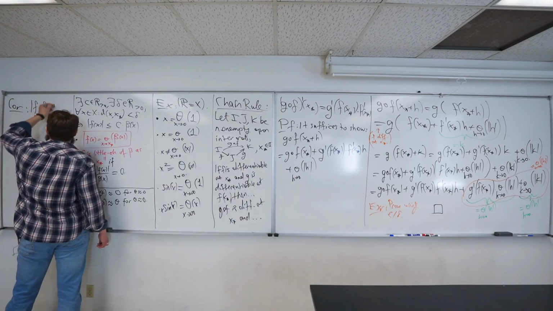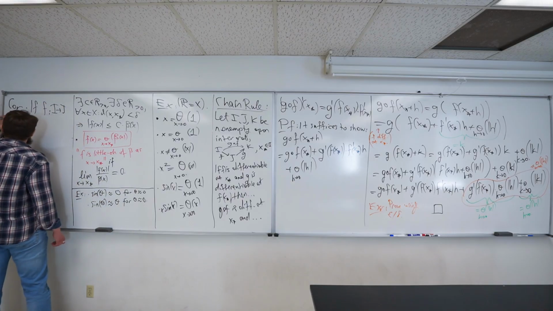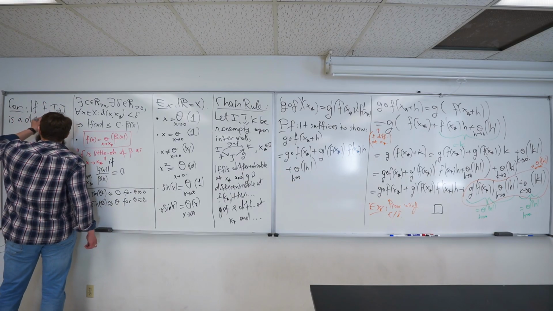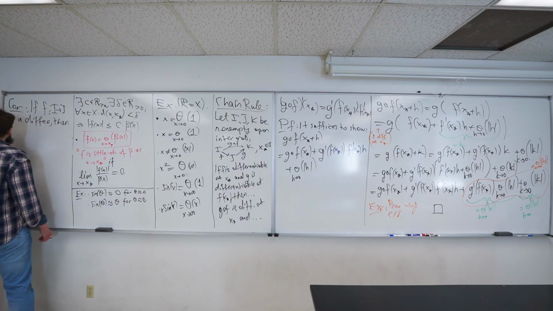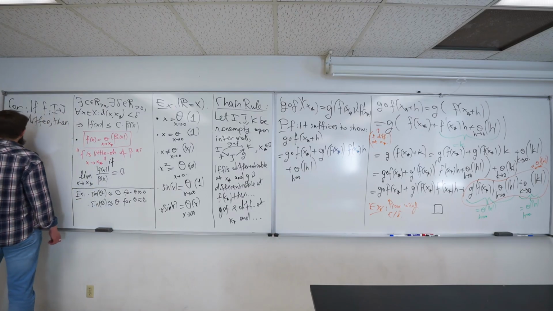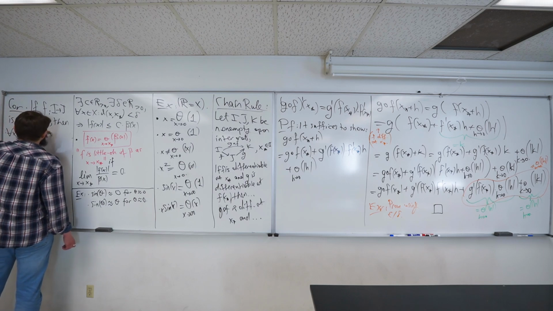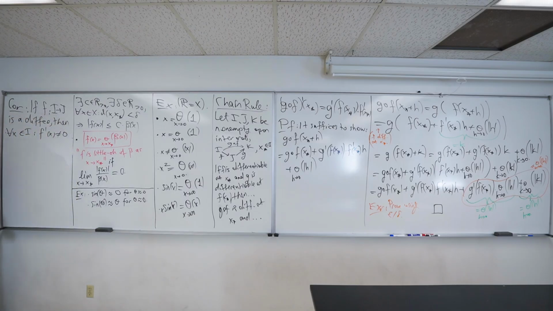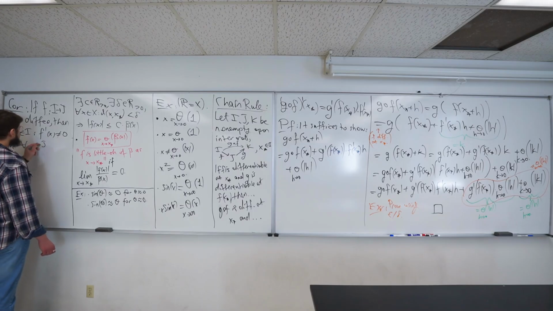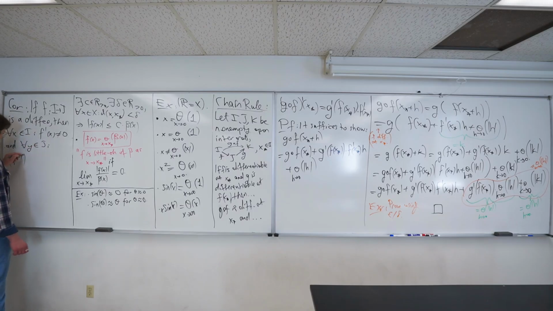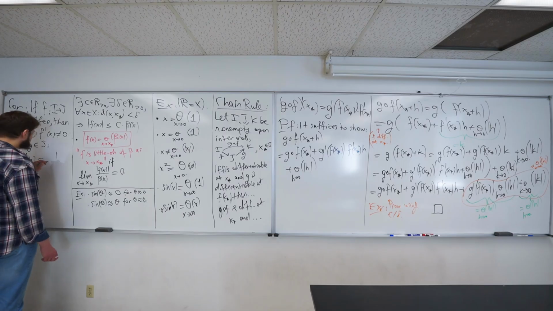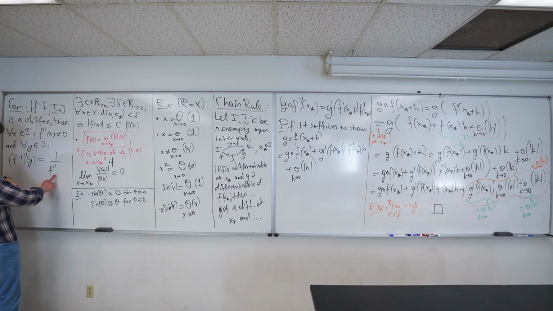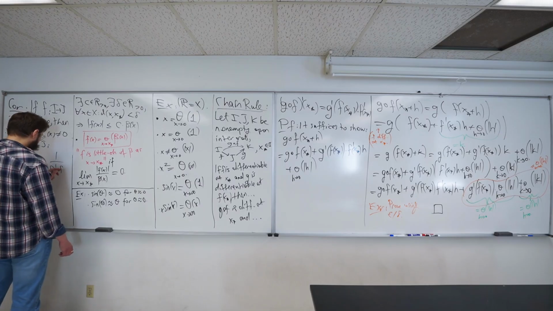If f from I to J is a diffeo, then, first of all, for any x in I, f prime of x cannot be 0. And for any y in J, the derivative of the inverse at y is 1 over f prime at f inverse of y.